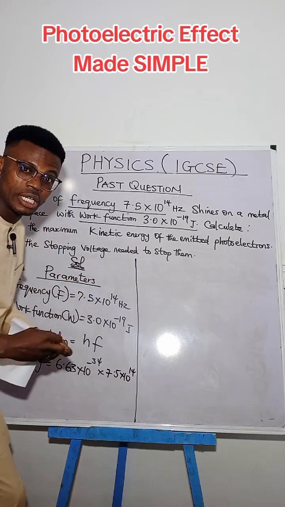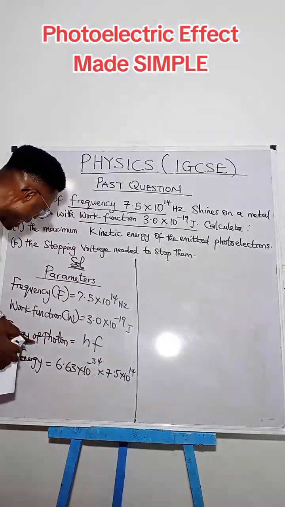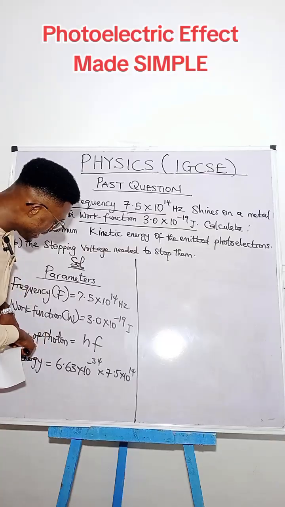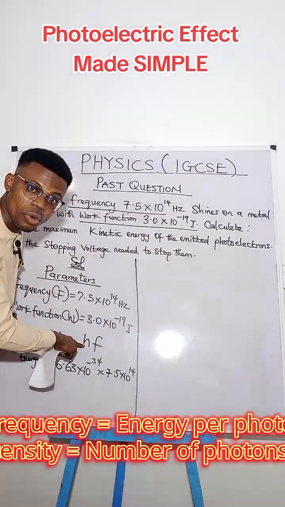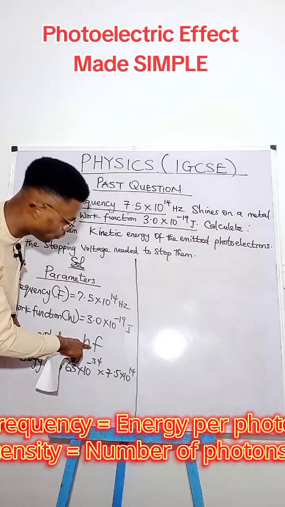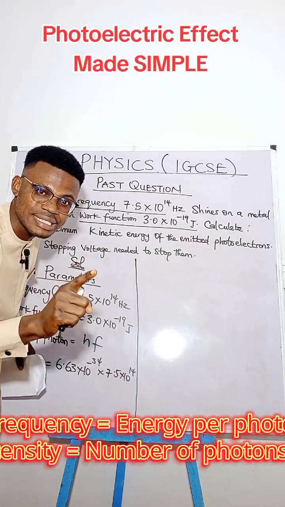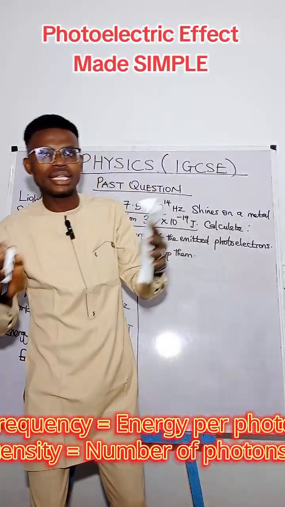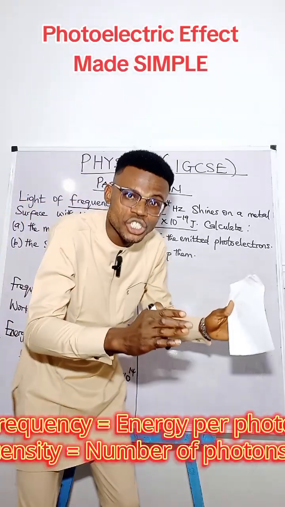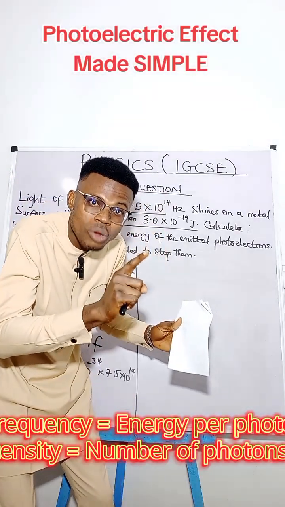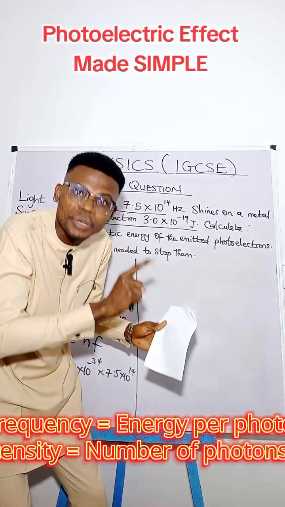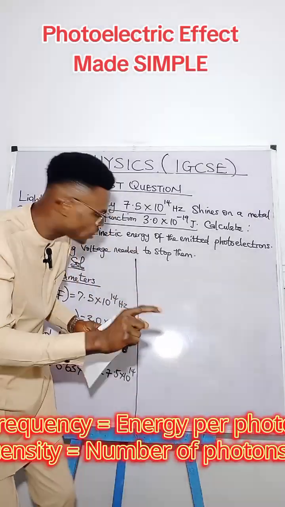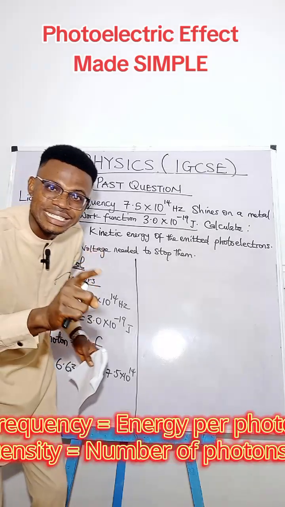Before I proceed, there's something I want to show you here. Energy is equal to Planck's constant times frequency. That means energy is dependent on Planck's constant and frequency. Take note: frequency, not intensity. Many times, students interchange frequency for intensity. When it comes to energy, frequency is what determines the energy or the speed of the electrons. Please take note of that. So frequency is what determines energy, not intensity.